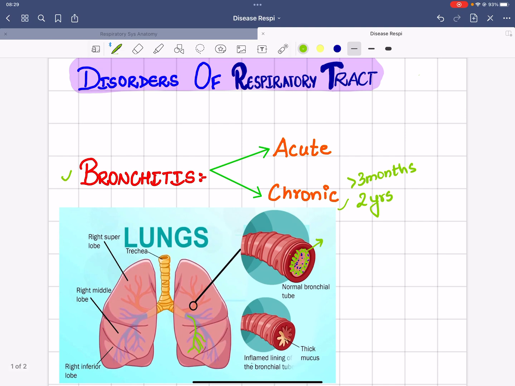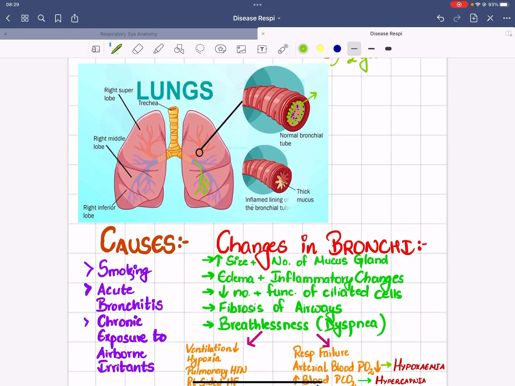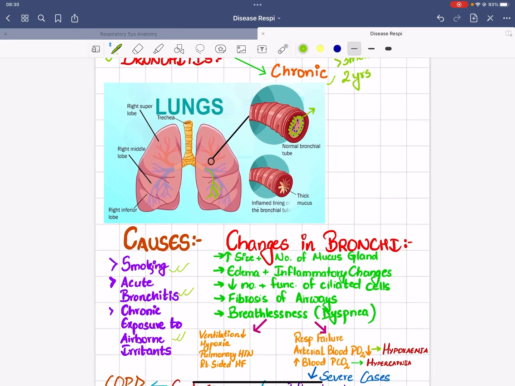So the main causes of bronchitis include smoking. Smoking is the primary cause of bronchitis in men. Likewise, acute bronchitis can further infect the lower branches of the bronchi or the airway tract and result in the chronic form of bronchitis. And chronic exposure to airborne irritants can also lead to bronchitis.